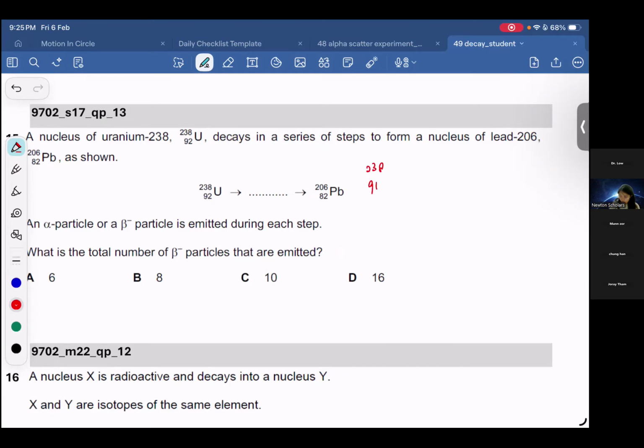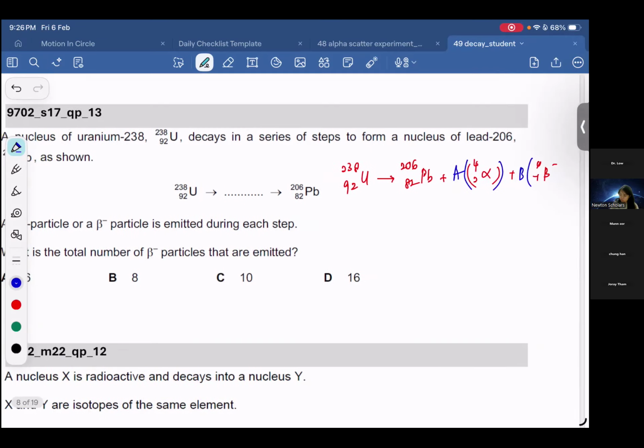Starting, then ending. Then we plus unknown. How many alpha here? Unknown. How many beta here? Also unknown. Okay, this one unknown, I can put A and I can put B. So you need to balance the equation using a mathematic way to solve it.